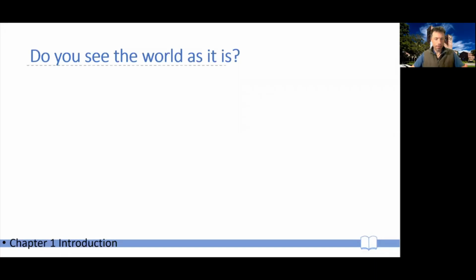Let me ask you this. Do you think that you see the world as it is? When you look at something, when you look outside, do you think that what you see is what is actually there? Let me give you an example.